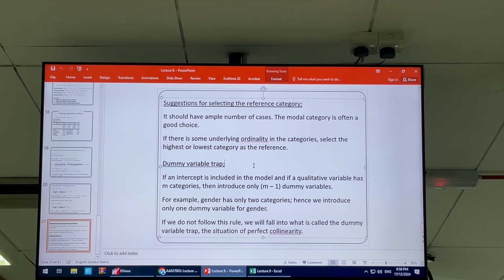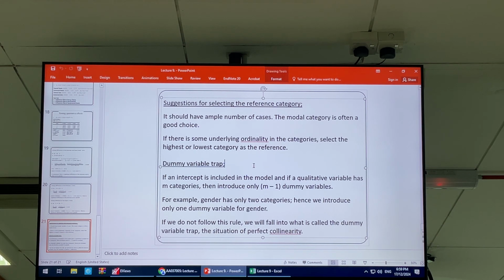Dummy variable trap. If an intercept is included in the model and if a qualitative variable has m categories, then introduce only m minus 1 dummy variables. So do not include dummy variables for all categories. Later when we do the exercise, I will show that it's possible to include all categories, but you have to exclude the constant.